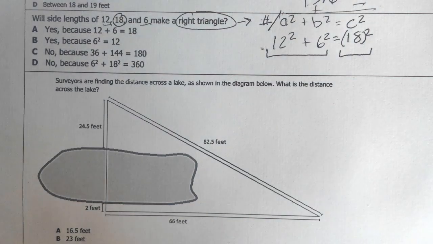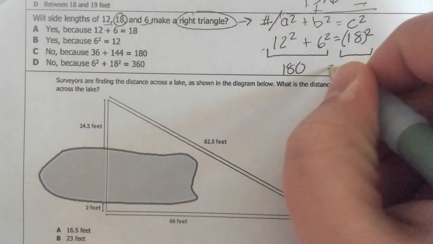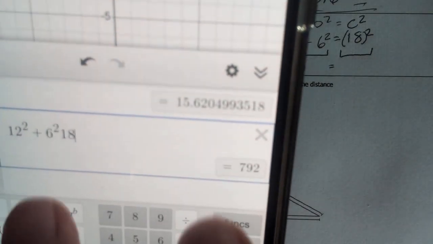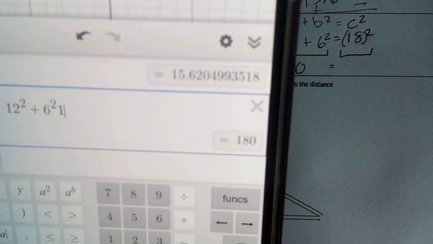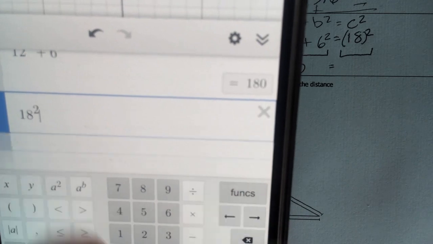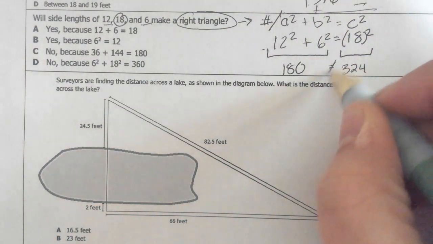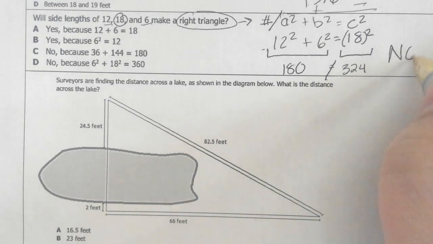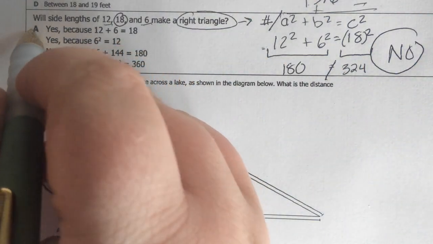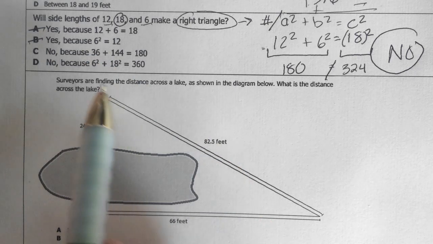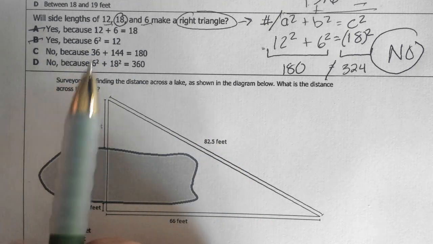12 squared plus 6 squared is 180. Equals 18 squared. Whoop, need a new line. That is 324. Those do not equal each other, so this is not a right triangle, meaning I can already get rid of answer A and answer B. So I'm deciding between C and D.